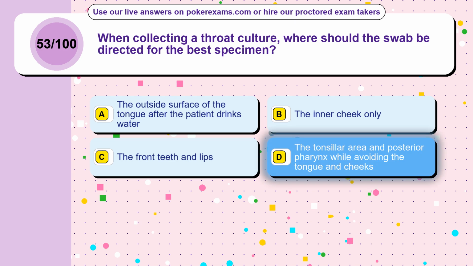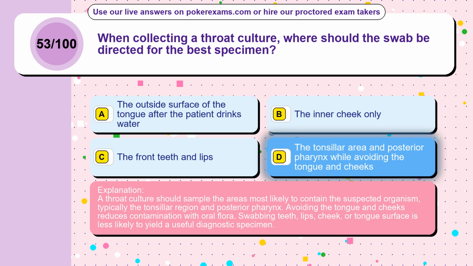The correct answer is option D. The tonsillar area and posterior pharynx while avoiding the tongue and cheeks. A throat culture should sample the areas most likely to contain the suspected organism, typically the tonsillar region and posterior pharynx. Avoiding the tongue and cheeks reduces contamination with oral flora. Swabbing teeth, lips, cheek, or tongue surface is less likely to yield a useful diagnostic specimen.